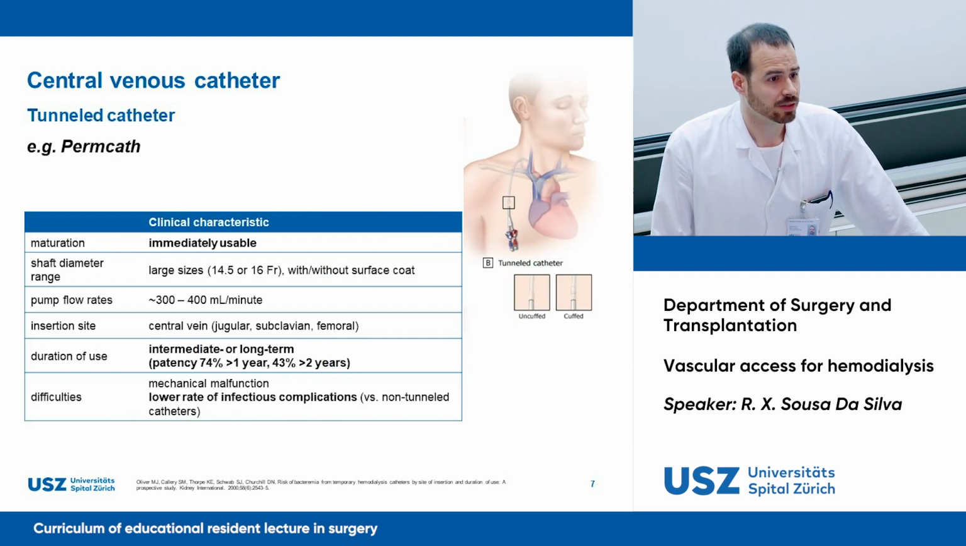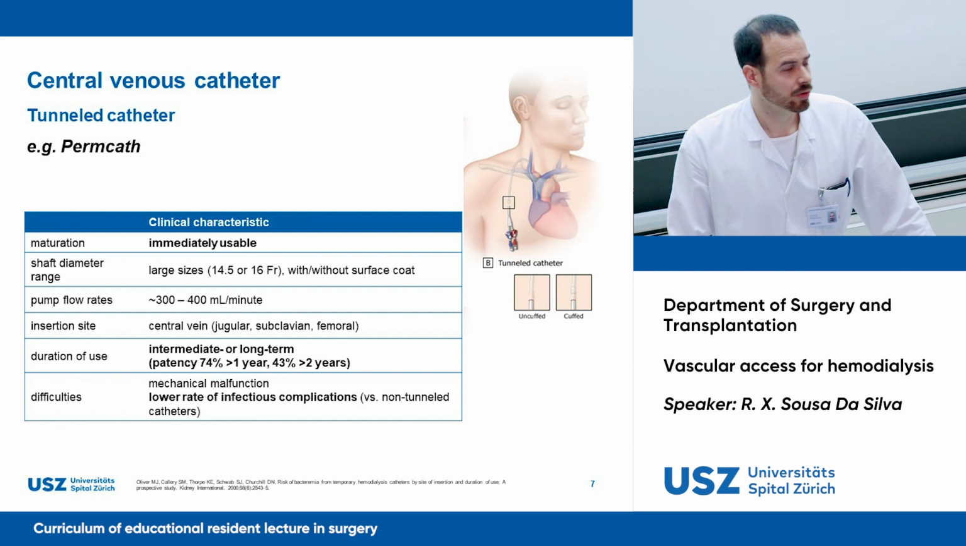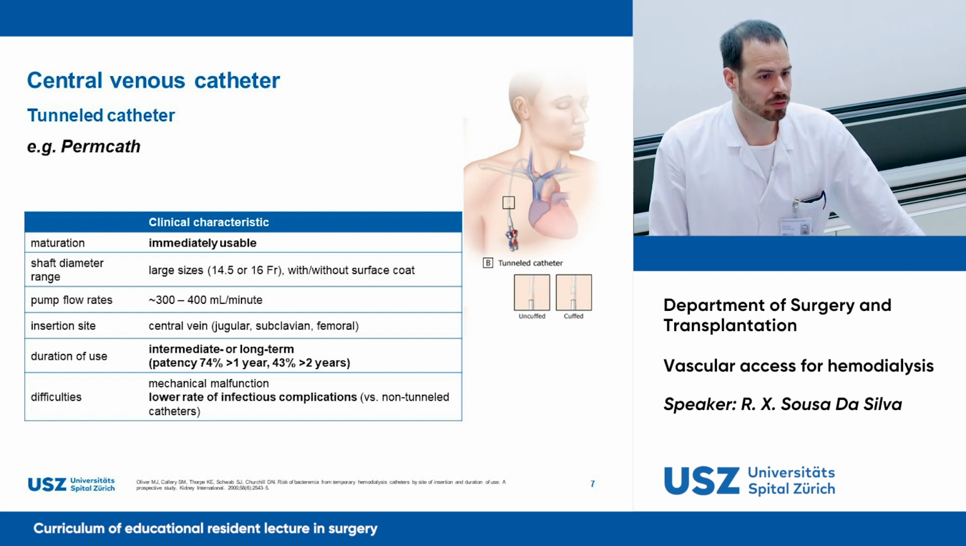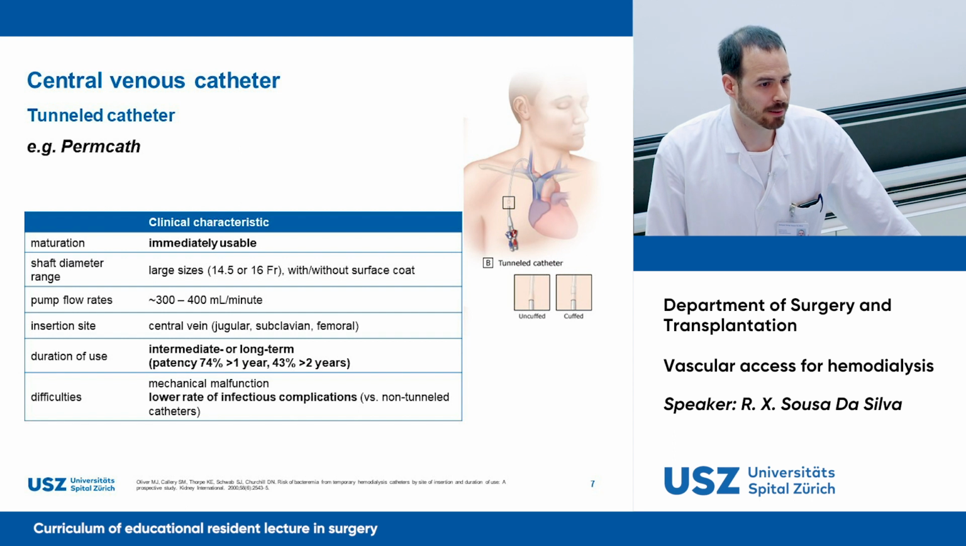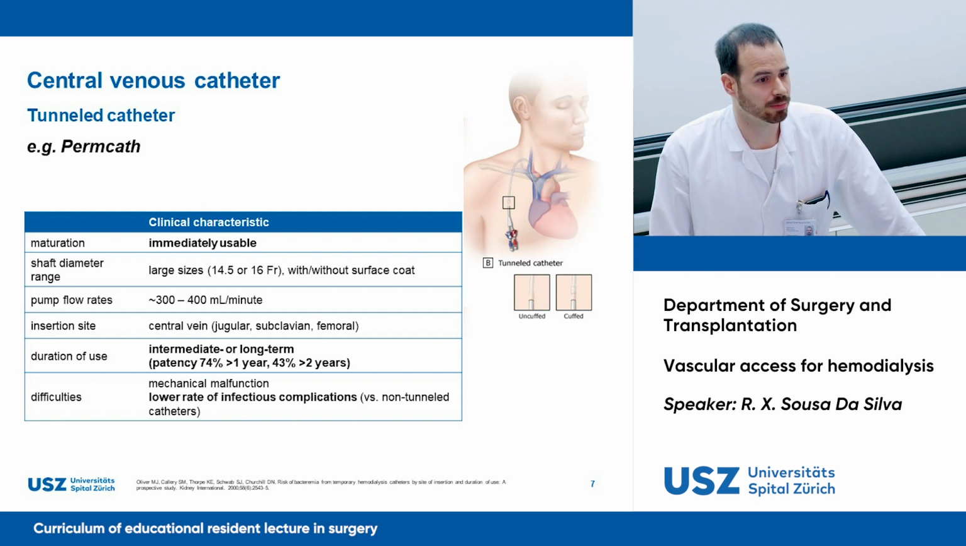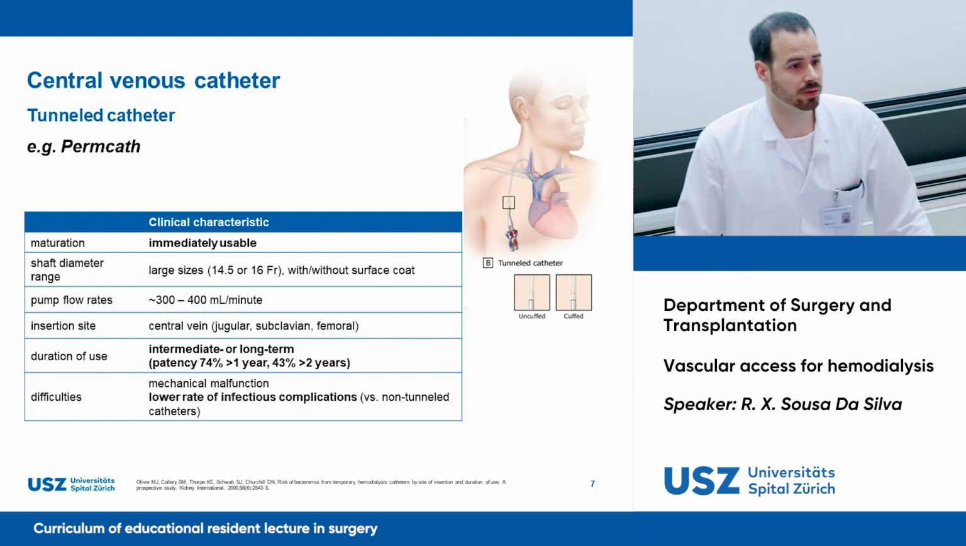For a tunneled catheter, there is the example of a PermCath. It also allows immediate use. Its duration is a little bit longer, like an intermediate or sometimes long term. The patency at 1 year is 74%, and at 2 years 43%. And it has a lower rate of infections than the non-tunneled catheter.